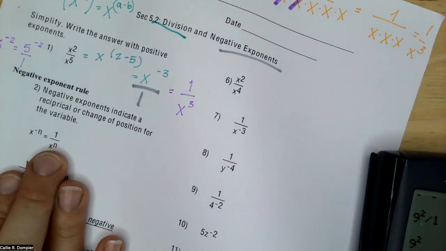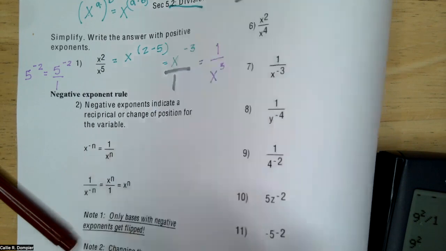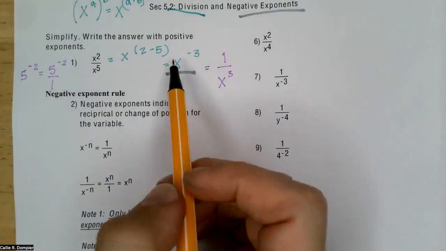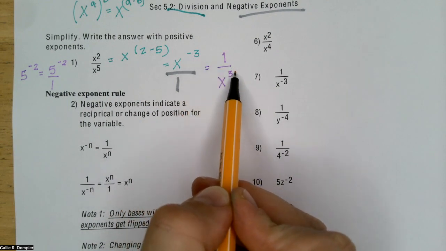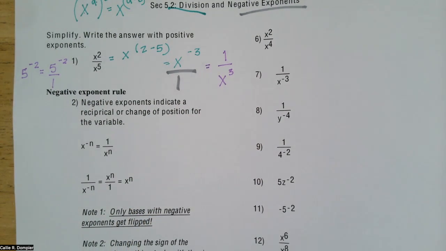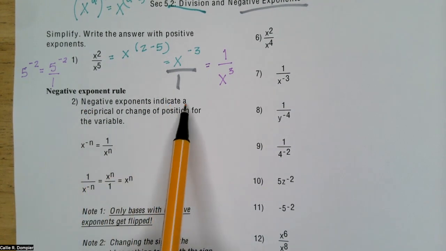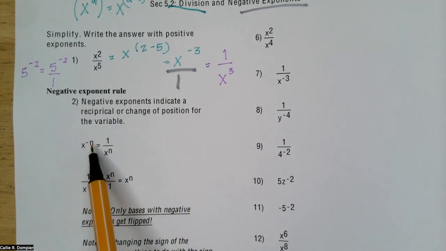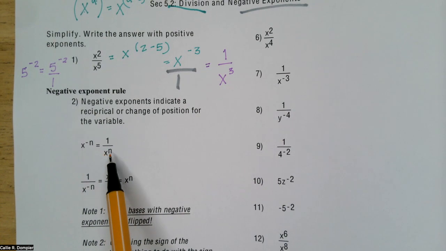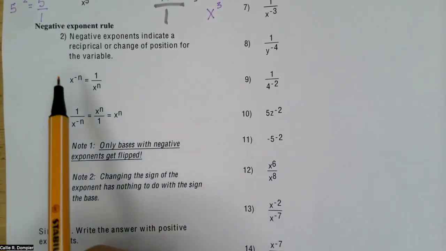Good? Which is the same answer we got when we subtracted 2 minus 5 and moved it across the fraction bar. Okay? So the negative exponent rule sounds complicated, but negative exponents indicate a reciprocal or change of position for the variable. X to the power of negative n is the same as 1 over x to the power of positive n.